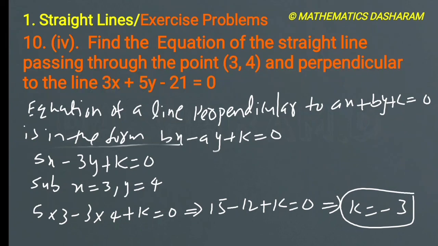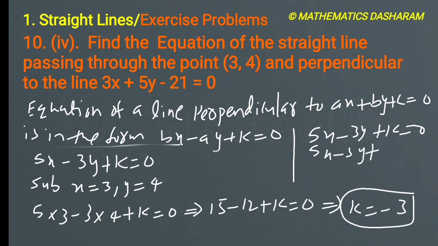So therefore our required answer, what is the required answer here? 5x minus 3y plus k equals to 0. So 5x minus 3y plus k value, which is minus 3. So this is our required answer.